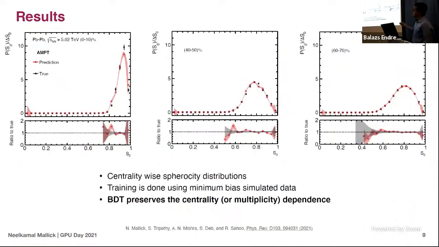But when we apply it to different centrality classes, for 0 to 10%, 40 to 50%, and 60 to 70%, we see that the distributions are like this, and they start to shift towards the jetty kind when we move towards peripheral collisions. But for the most central collisions, it is always aligned towards the isotropic kind. So the conclusion is that the machine learning model actually preserves the centrality dependence of the sphericity.